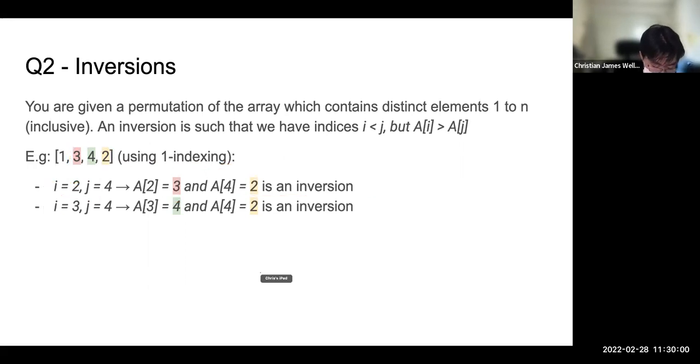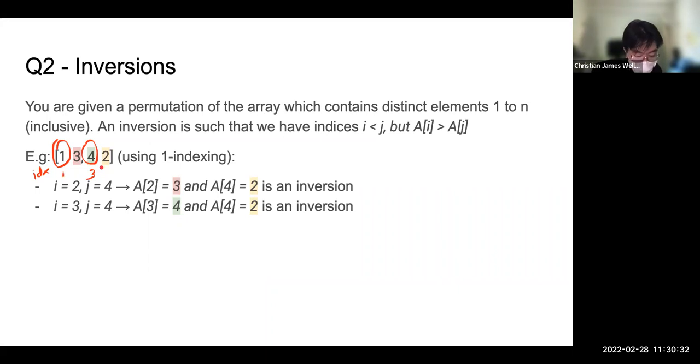Okay. So similarly, if you look at the elements at index 3 and 4, the elements themselves are 4 and 2. The element to the left, which is 4, is greater, so it's an inversion as well. Okay, so 1 and 4, for example, at index 1 and index 3, the elements themselves are 1 and 4, but they do not form an inversion.